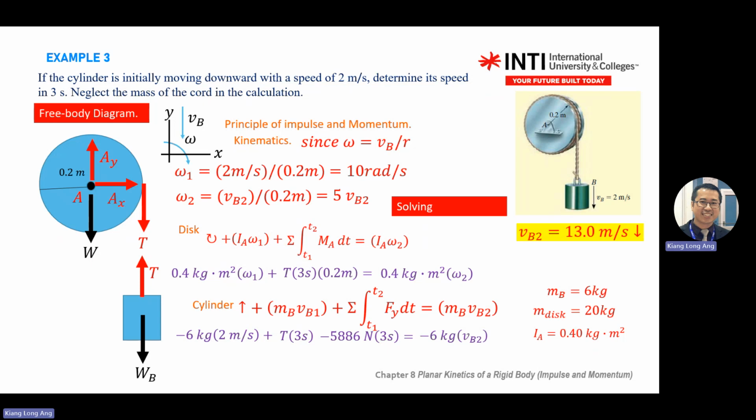This one is MA. This one is moment. How to find moment? F multiplied by distance, F d. This is F multiplied by perpendicular distance. This is M dt. This is the integration of M dt.